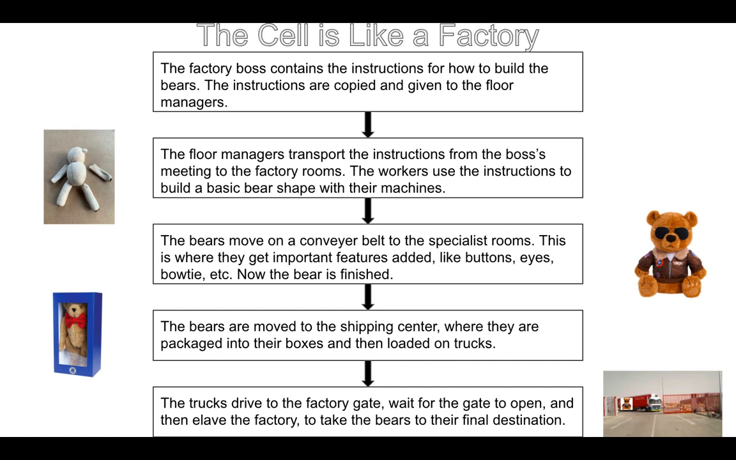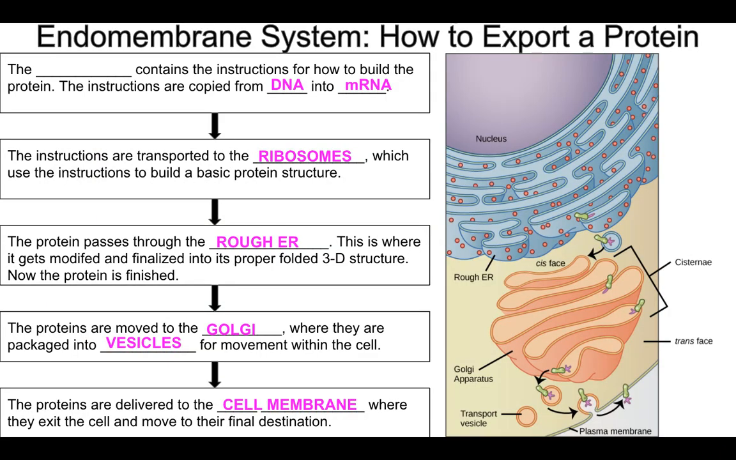So I like to start this lecture by looking at an analogy as though we are building bears in a bear making factory. So let's take a look at this flowchart I have here on the page. It says that the factory boss contains the instructions for how to build bears. The instructions are copied and given to the floor manager. Okay, so in a factory, we always have somebody who is in charge and someone who knows what we are going to be doing. That is just like the endomembrane system's organelle, the nucleus.